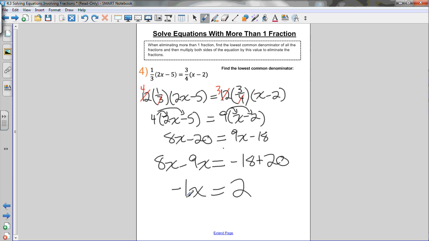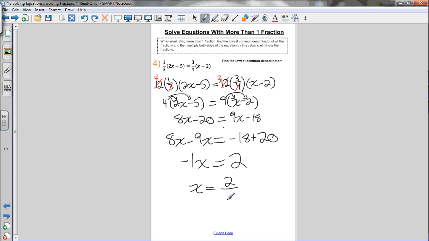Now I need to actually isolate the variable. I need to isolate the x by moving the negative 1 to the other side. On this side, I have negative 1 times x. The opposite of multiplying by negative 1 is dividing by negative 1. So to get that negative 1 to the other side, I must divide by negative 1.